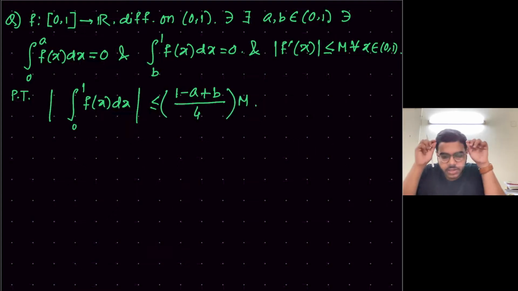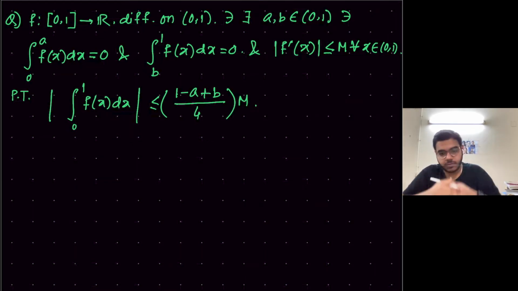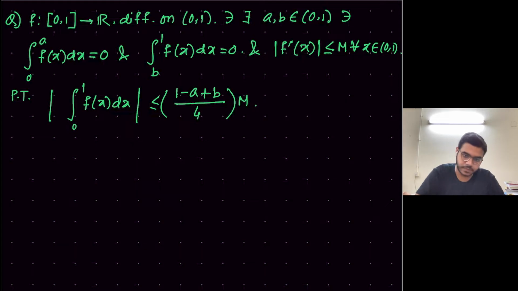So what components do we have in this problem? We have that f is a differentiable function in the open interval (0, 1). The integral 0 to a of f(x) dx is 0 and the integral b to 1 of f(x) dx is 0. And the modulus of f'(x) has an upper bound. And we have to prove the given result. Okay, fine. So let's try the problem. Let's see.